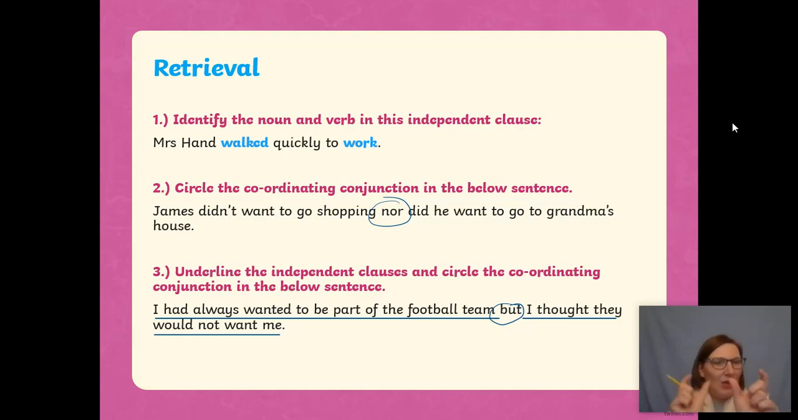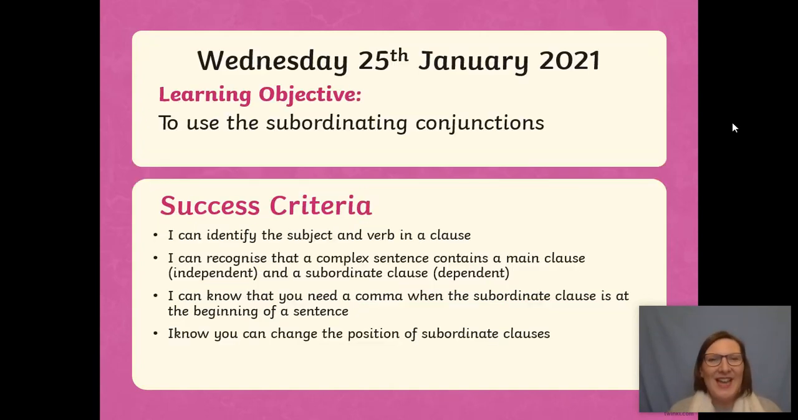Now, do you remember they are 2 sentences that can stand alone and make sense by themselves, and they are connected with that coordinating conjunction. I had always wanted to be part of the football team. I thought they would not want me. The coordinating conjunction there is but. Did you get all those? Well done. If you're still finding this tricky, go back over the last videos and just refresh your mind and have another go at them. Okay? Brilliant. Let's move on to today then.